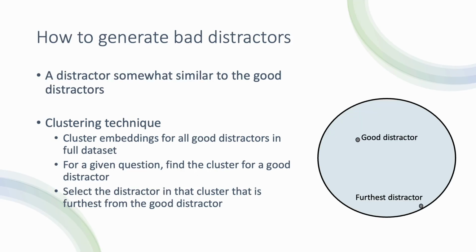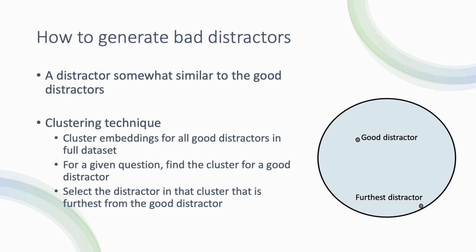So how do we generate examples of bad distractors that are not so bad? A bad distractor has to be somewhat similar to a good distractor. So the way that we find distractors that are somewhat similar to our good distractor is using clustering. We can cluster embeddings for all of the good distractors in the full data set, and then for a given question, we find the cluster of that good distractor, and then select the distractor that is in the same cluster that is furthest from the good distractor.